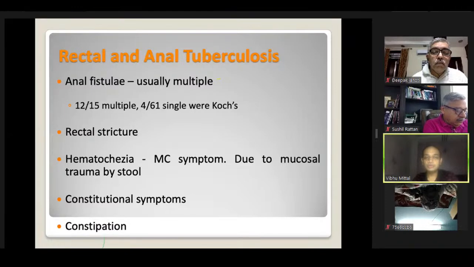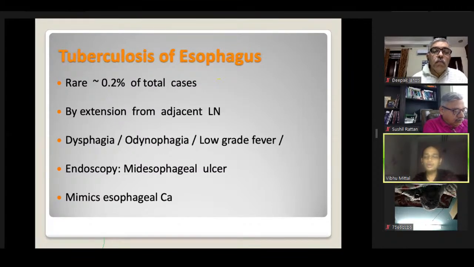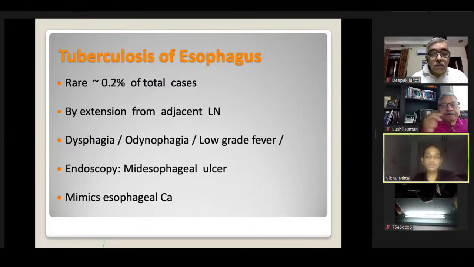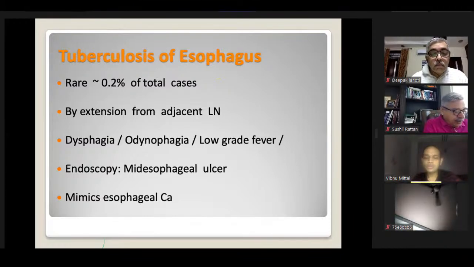Rectal stricture could be an uncommon presentation of rectal and anal tuberculosis. Hematochezia would be the most common symptom of rectal tuberculosis, with constitutional symptoms and constipation. Tuberculosis of the esophagus is rare and is usually by extension from adjacent lymph nodes. Dysphagia or odynophagia and low-grade fever would be seen. On endoscopy, it is easier to diagnose. You will find a mid-esophageal ulcer, which would mimic esophageal cancer. Most of the time, a biopsy would also reveal a granuloma. A CT might help in this diagnosis, and it is usually not a difficult diagnosis.